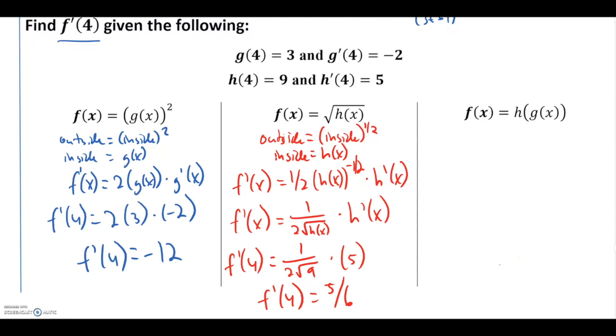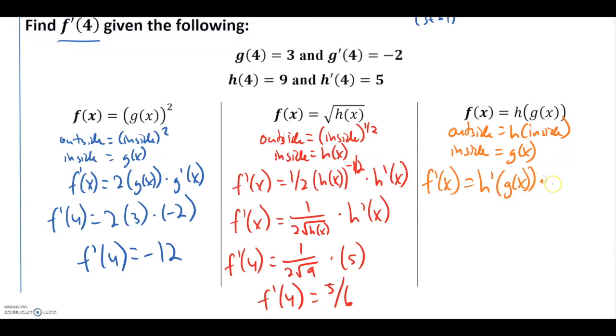And finishing up, we'll define our last f of x function as h of g of x. Again, I said of, so I know I'm dealing with an outside-inside situation. The outside function here is h of the inside function, and the inside function is g of x. So f prime of x will be derivative of the outside, h prime of the inside left alone, times the derivative of the inside, g prime of x.